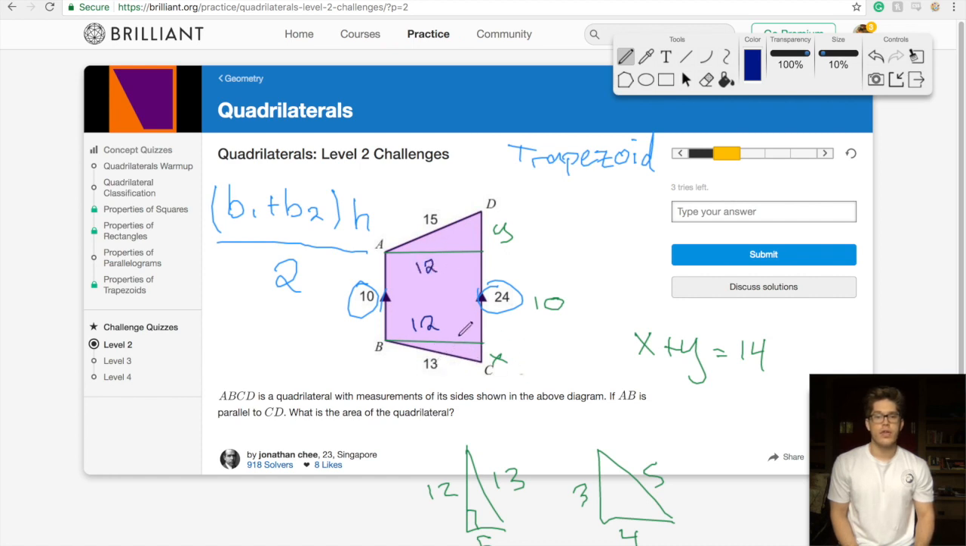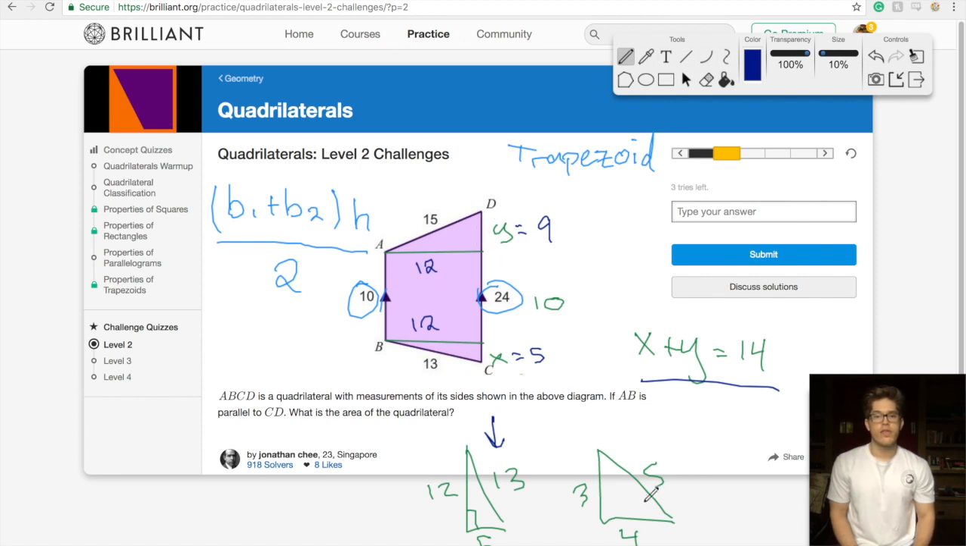Well, if this is 12, then our x has to be 5. And that's again by this Pythagorean triple, 5 squared plus 12 squared equals 13 squared. And if this is 5, then our y value has to be 9, as 5 plus 9 equals 14. X plus y equals 14. And let's double check that this makes sense.